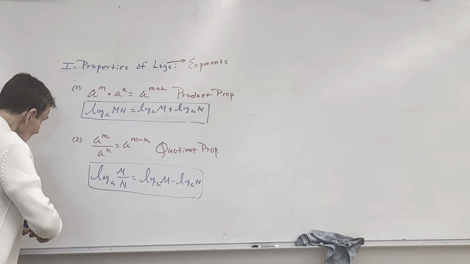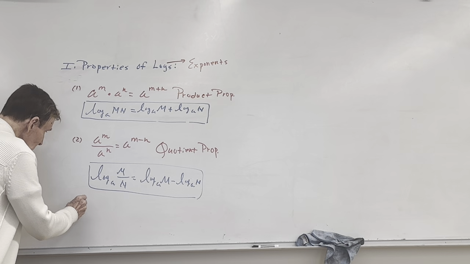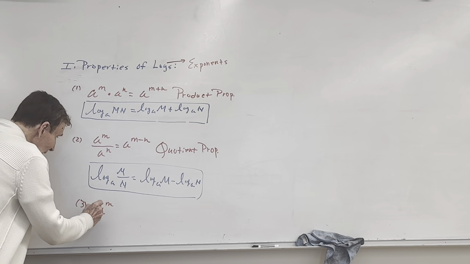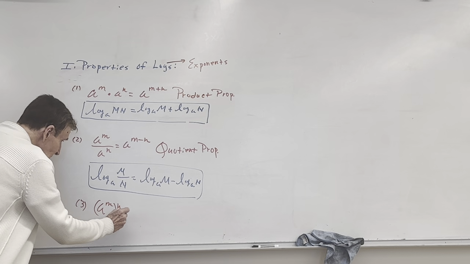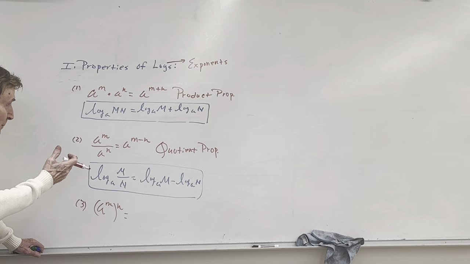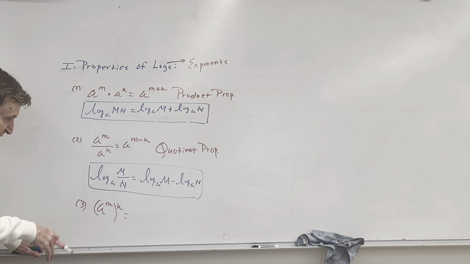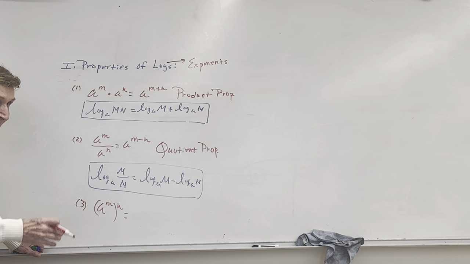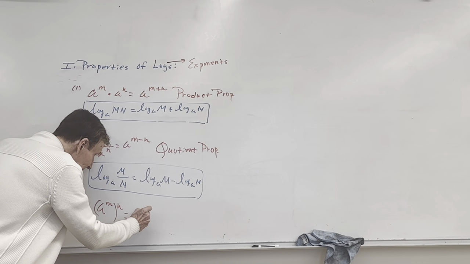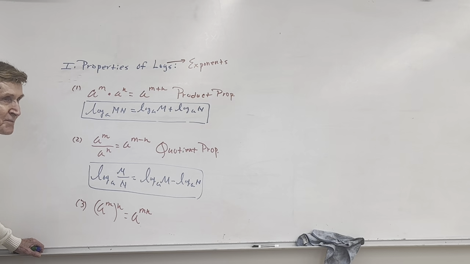Number three, I'm going to write from middle school, one that looks like this: a raised to the m, raised to the n. What were you allowed to do back then? Add them? No, I have the product property already. That's where you add them. Quotient? No, it's not the quotient property again. What are you allowed to do here? You're allowed to multiply them together. Call this base a raised to the m times n.